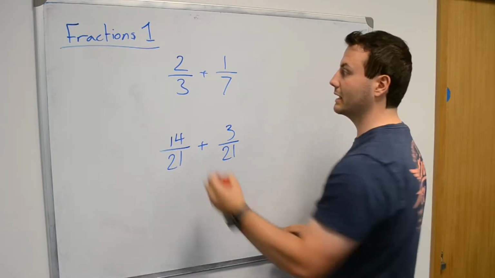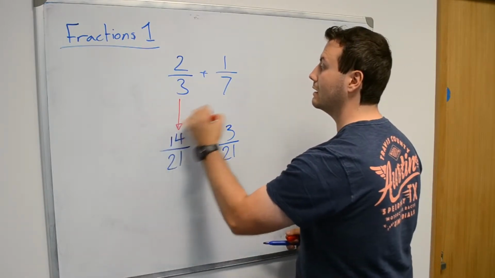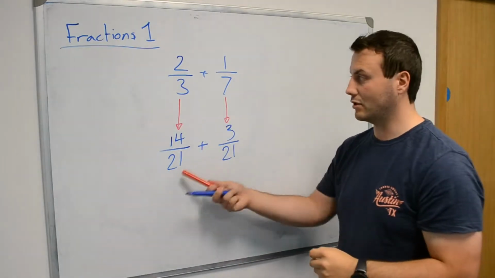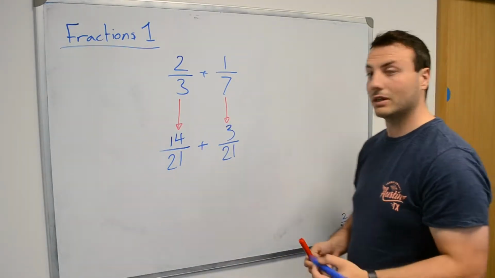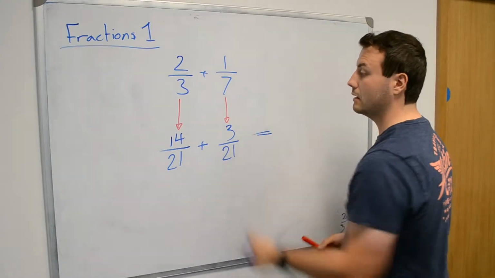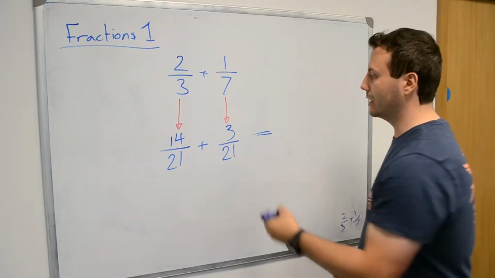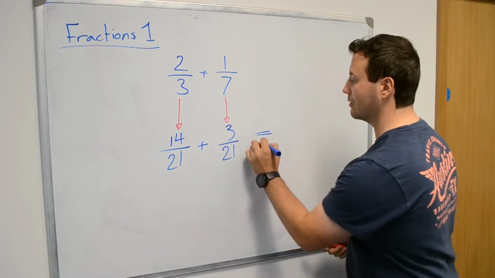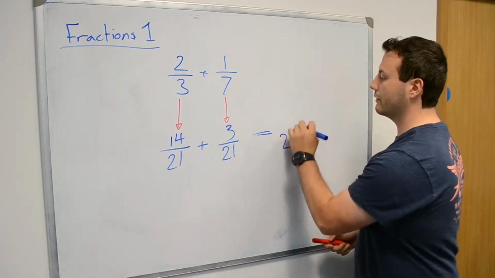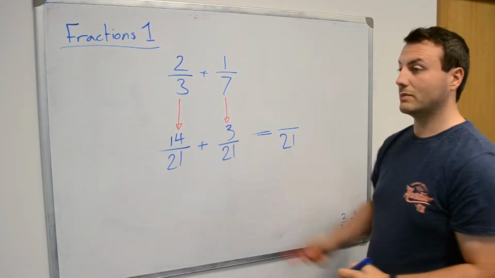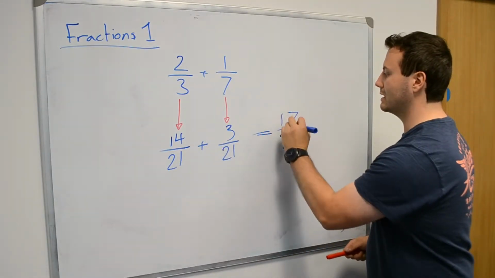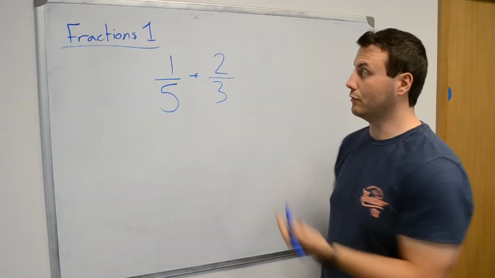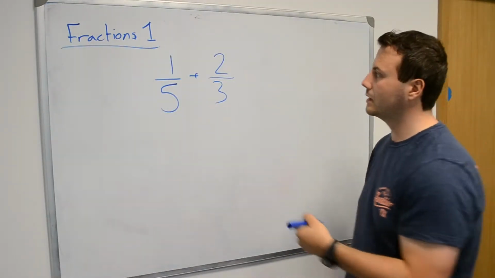So you can see a bit more clearly now that we've converted both of these fractions into something over the same denominator. Now we can add these two together, because they both have the same lower number, the same base. So because they have a base of 21, our answer will also be over 21. 14 plus 3 is 17. And that's our answer. So we'll try another example, 1/5 plus 2/3.